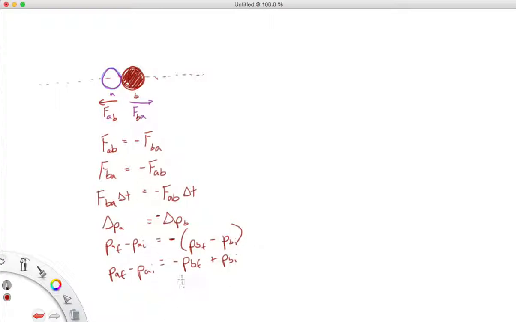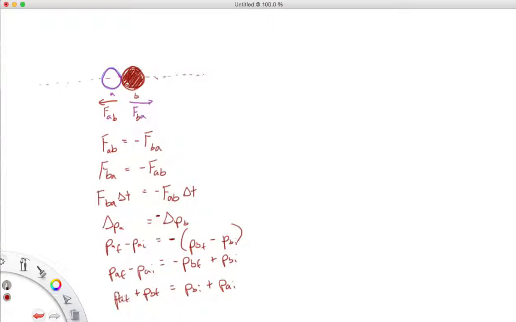Now I'm going to add this term over here to this side, and I'm going to add this term over here to that side. I'll do that all in one step. So it's PAF plus PBF equals PBI plus PAI. Okay, this is starting to get a little significant.